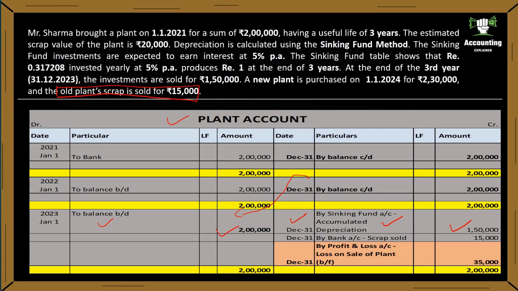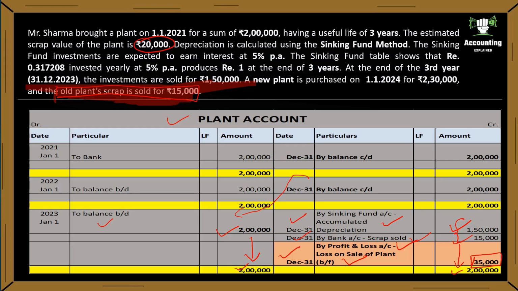Though the estimated scrap value is 20,000, the actual sale value is only 15,000. So that actual sale value will be taken in the plant account. By bank, scrap sold, 15,000 on December 31. On seeing, we find the debit side total is more. So we take 2 lakhs on both the sides. On deducting 1,15,000 and 15,000 from 2 lakhs, we get 35,000 as the balance in the plant account. That will be transferred to the profit and loss account. That is the loss on sale of plant, December 31. So we have finished all the accounts.